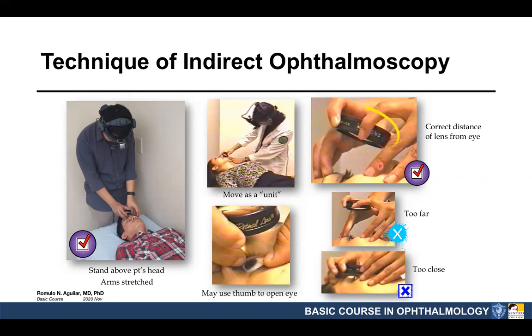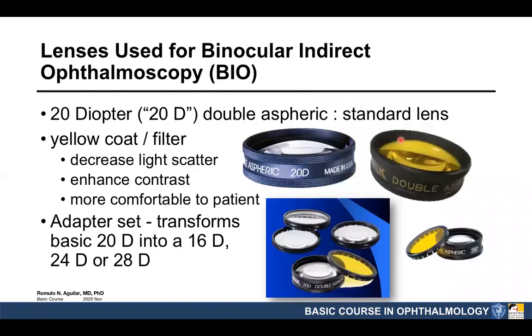Now, let's talk about the condensing lens. The standard lens, which usually comes with the indirect ophthalmoscope, would be your 20D or your 20 diopter double aspheric lens. And this is the picture. Now it can come as a yellow tinted lens, and this was developed because they say it would decrease light scatter, it would enhance contrast, and it's more comfortable to the patient. So it's your option whether you get the clear one or the yellow tinted one.